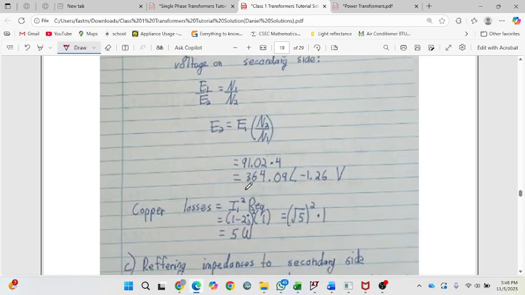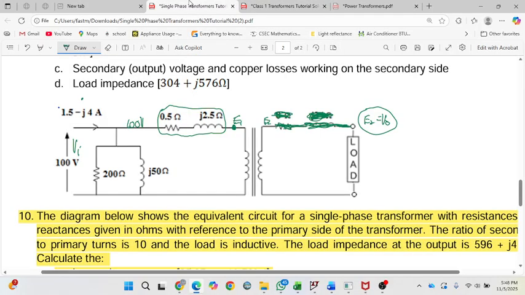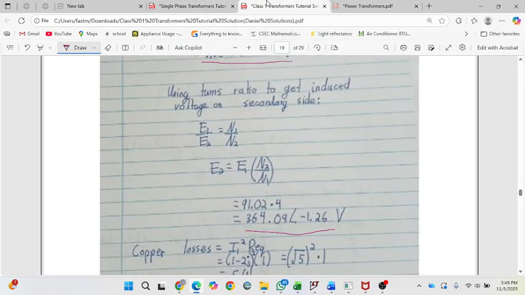And this was the answer. That is your E2 and your output voltage, because you have no impedance on the secondary side since you already referred to the primary side. So you have to do it twice.